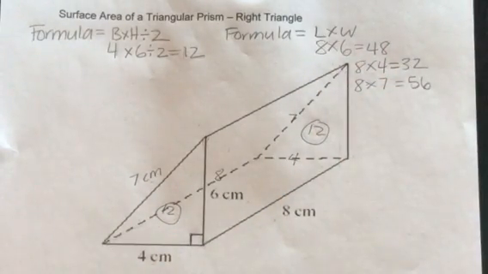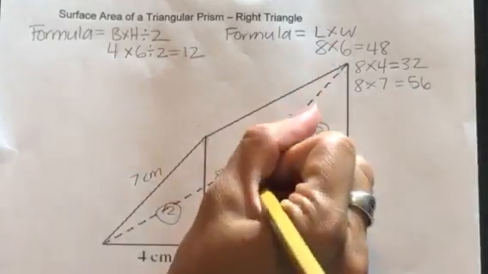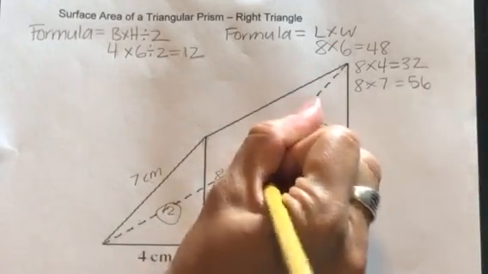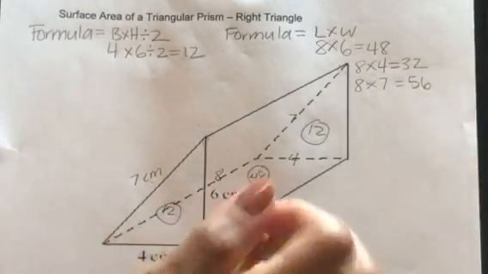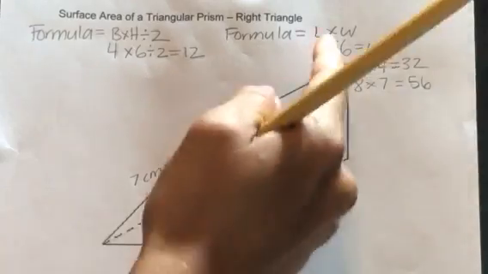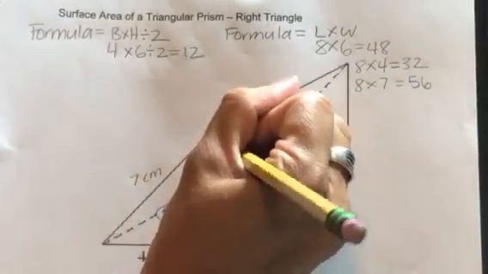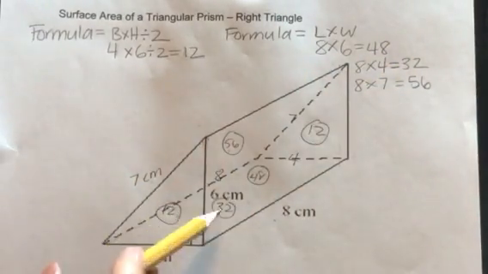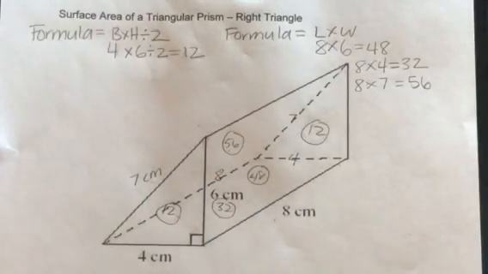All right, so now I know the front face is 48. I know that the bottom face is 32. And I know that this back face is 56. So that would be 1, 2, 3, 4. I've solved for 5 faces.